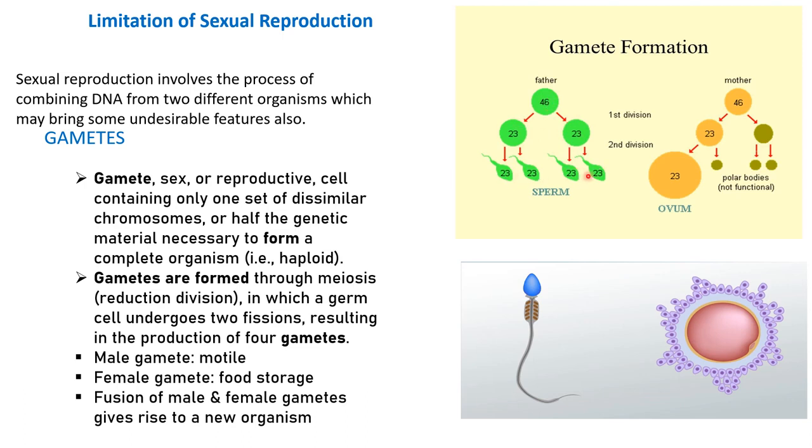Four gametes are formed because this is a male. So here the male gamete is known as sperm. They have 23 chromosomes. Here the mother also gives rise to four gametes having 23 chromosomes, right? And when these two gametes, the sperm and the ovum, fuse together, they form a zygote which retains the same number of chromosomes as their parents, right?